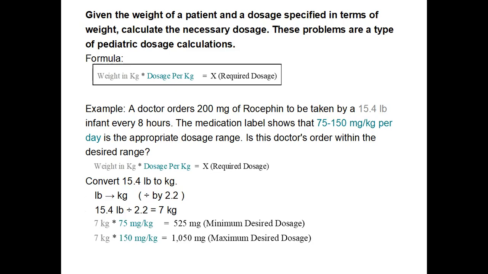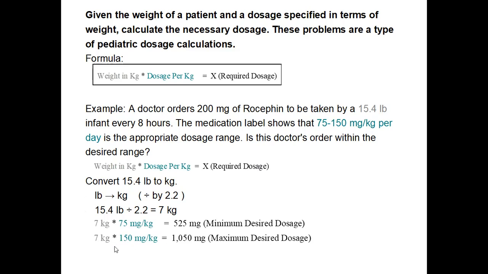Okay, and then you're going to take that 7 kilograms. If you were doing a safe calculation, you would multiply it times the lowest possible dose, which is 75 milligrams per kilogram, or the highest possible dose, which is 150 milligrams per kilogram. So the lowest possible dose for this infant that we would want to give would be 525 milligrams per day. And that would be divided over however many doses. So if it was 6 doses, we would divide that 525 by 6. Okay, if it was 4 doses, we would divide it by 4.